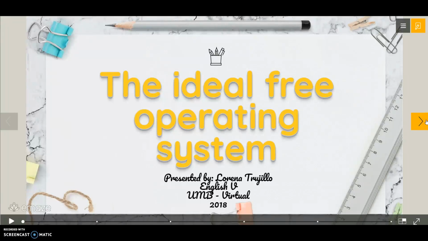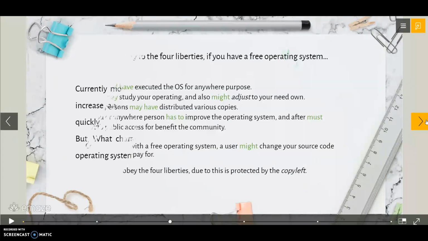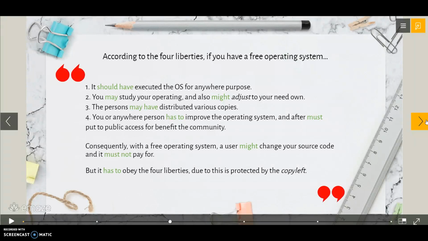The ideal free operating system. Currently, the number of users of free operating systems is increasing, and they are waiting for those systems to progress quickly. But what characteristics does a free operating system have to possess? In this small presentation, I'm going to talk about some characteristics that a free operating system should have.